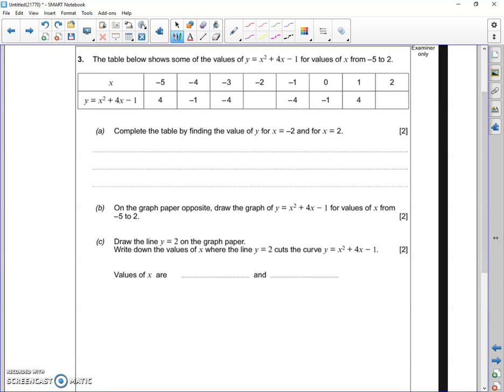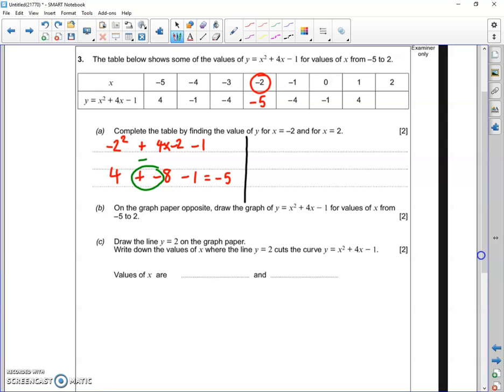Question 3 then, pretty standard stuff on a maths paper. Fill in the missing values in the table, plot the graph. The equation is x squared plus 4x minus 1. So if we start with minus 2, we've got to do minus 2 squared. A minus times minus is a plus, so that's 4. We've got to add 4 times minus 2, so we're adding minus 8, which when we actually come to do it, we'll take away. And then we've got to take away another 1. So it's 4 take away 8, which is minus 4, take away another 1, which is minus 5.